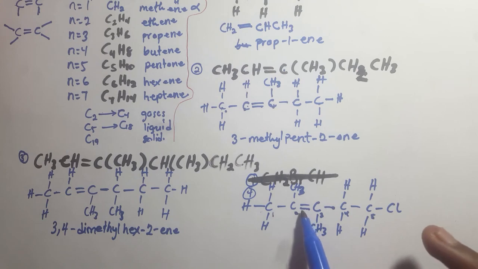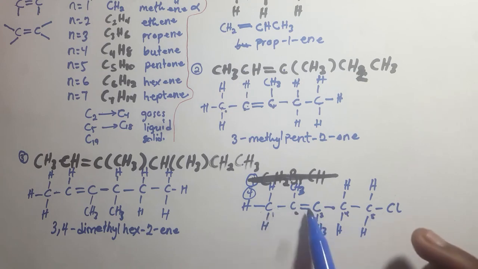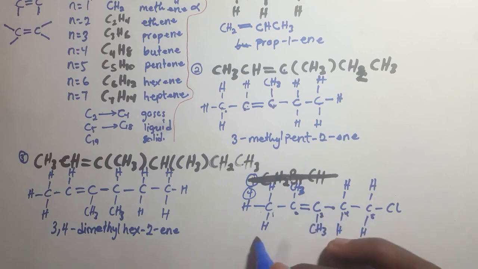And you know, because of the least number we wanted for the position of the double bond, we start counting from here, not here. The priority is the double bond, so it's like it's the highest in hierarchy. Yes. So we are going to call this 5-chloro.